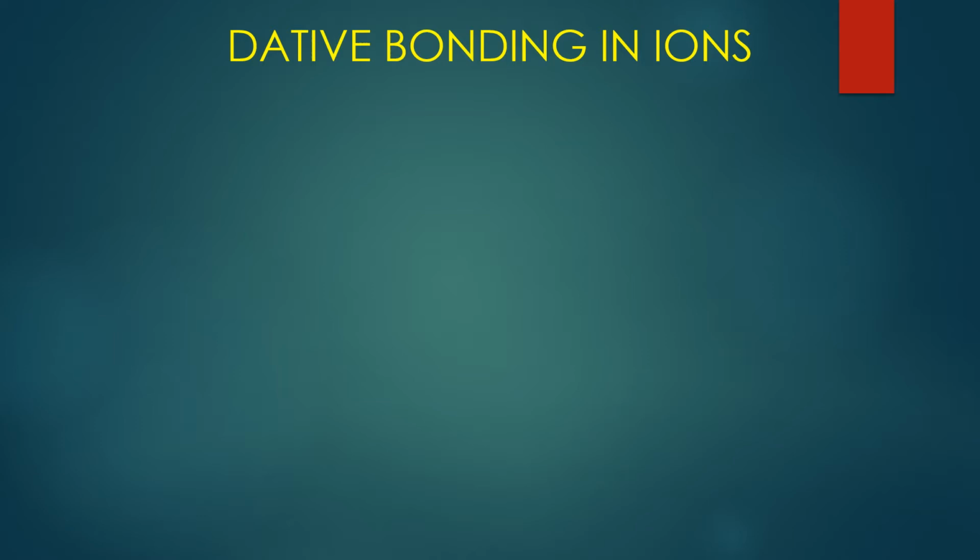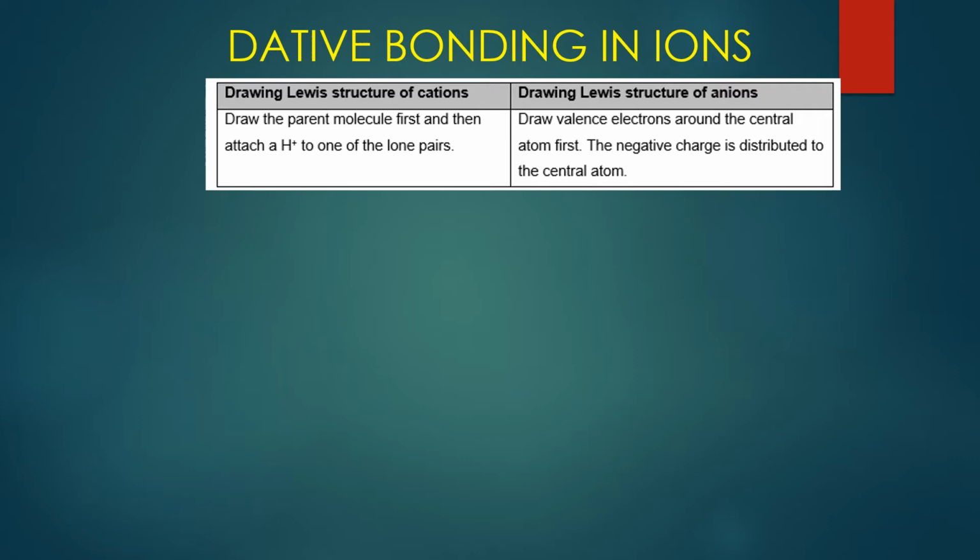Now we are going to look at how dative bonding occurs in ions. There are two types of ions which involve dative bonding: cations and anions. Both cations and anions have different sets of rules when drawing the dative bonding in them. When we're looking at cations, which are positive ions, we have to keep in mind a certain trick. At a certain level, you will be tested on the ammonium ion and hydronium ion. Therefore, when drawing the Lewis structure of these cations, it is advisable to draw the parent molecule first and then pair that up with an H plus.